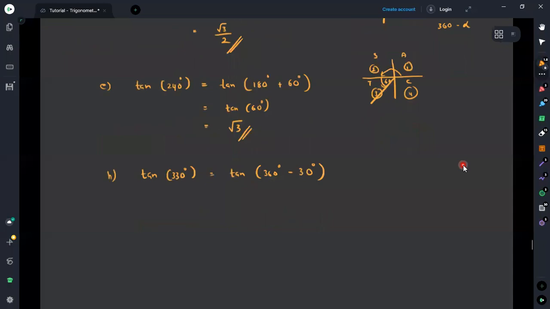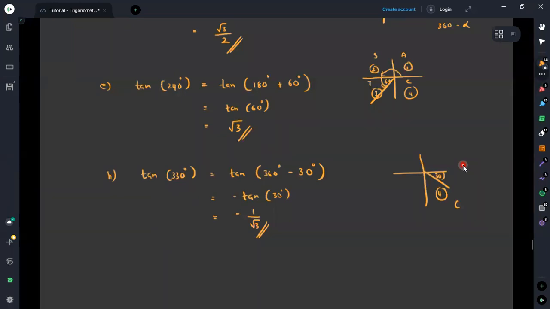Then, if we draw the quadrant rule, it would be 30 in this. Then it is in the fourth quadrant, where only cosine would be positive. Then we can say this is equal to minus tan 30 degrees. Since tan 30 is a frequently used value, we can directly take it as 1 over root 3, but the minus sign should be there.